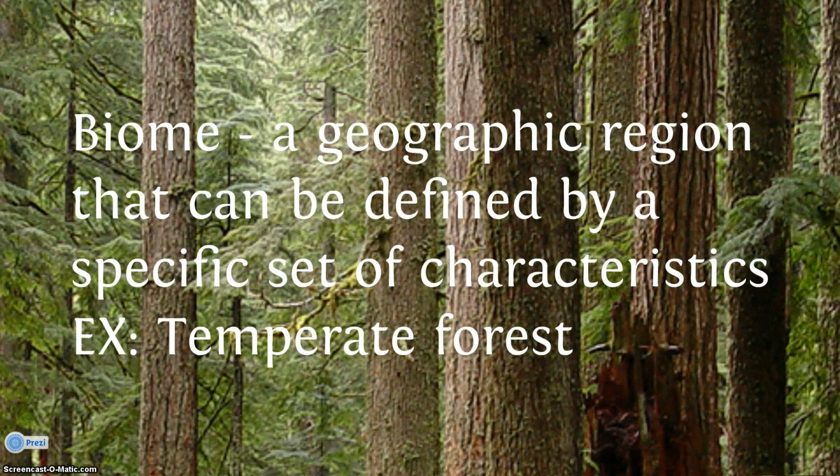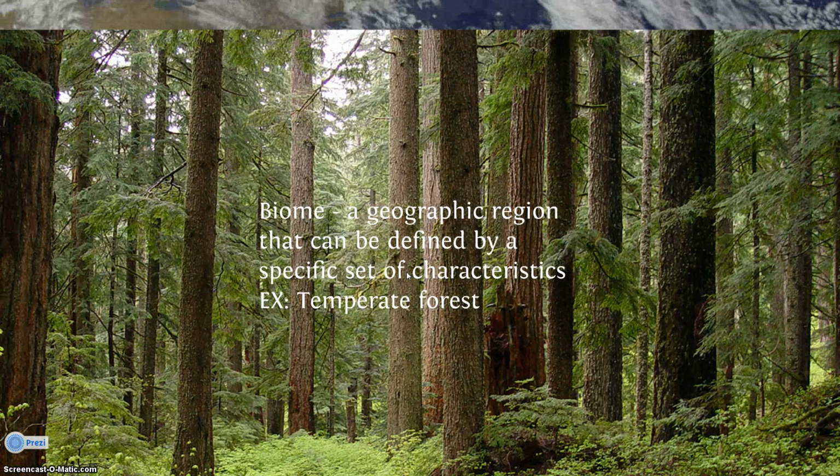If I zoom even further out, I get what's called a biome. A biome is a geographic region that we define with a certain set of characteristics. And on land, those characteristics are typically climate related, so temperature and precipitation or rainfall. The example I have here is the temperate forest. I'll zoom out for you.